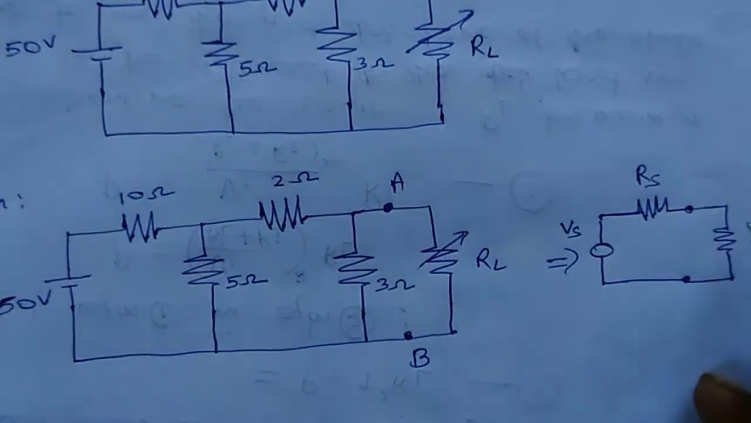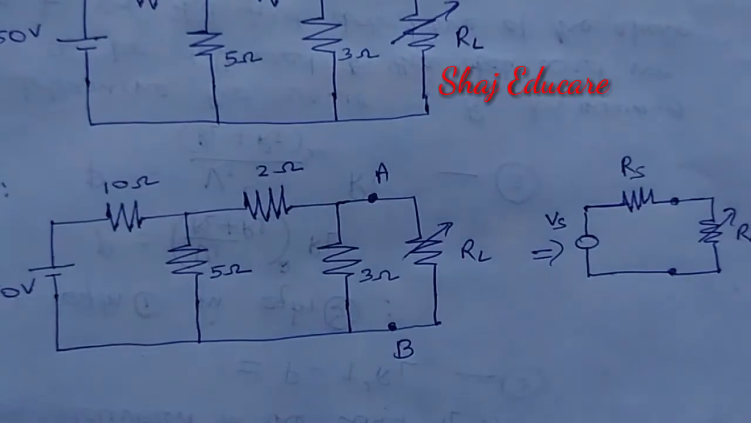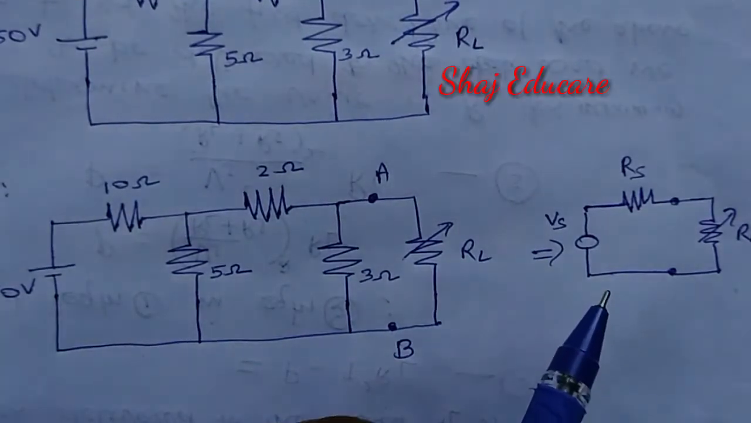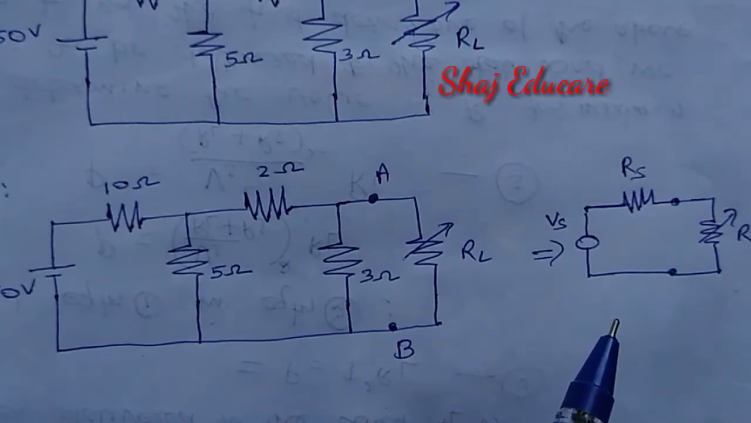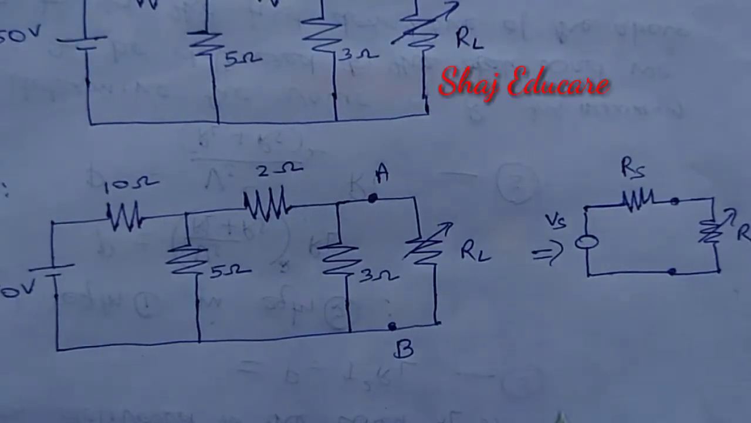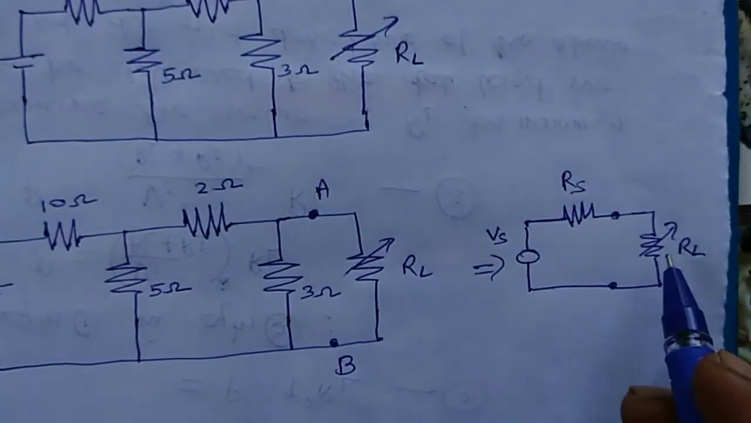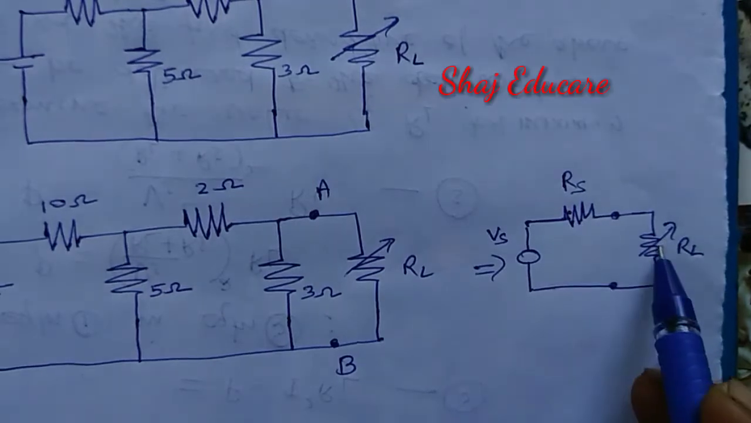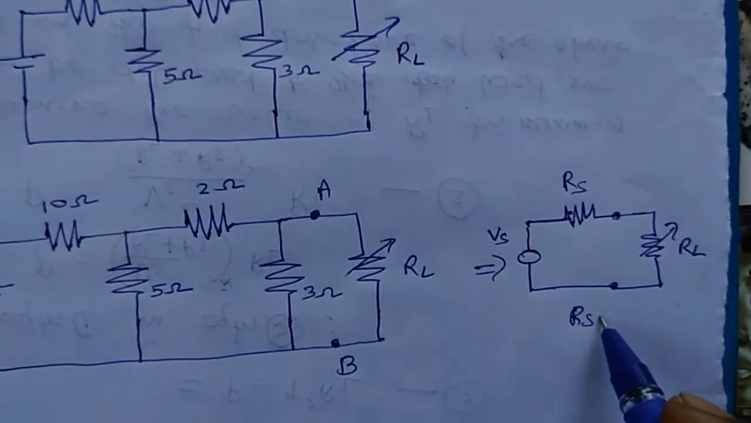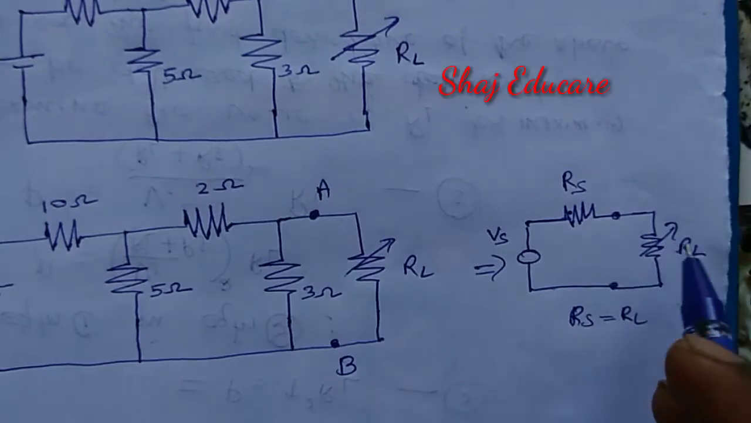Then only we can solve this question, because under the maximum power transfer theorem, we discussed that the maximum power will be delivered to the load resistance only if the source resistance and load resistance are equal. If R is equal to RL, maximum power will be delivered here.